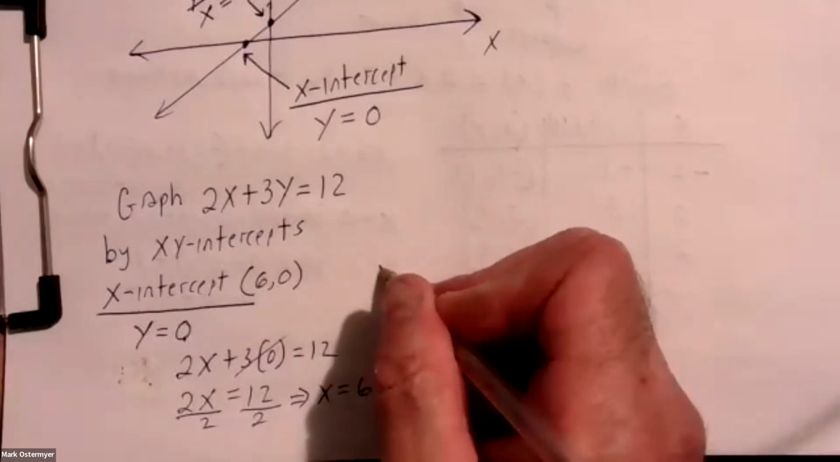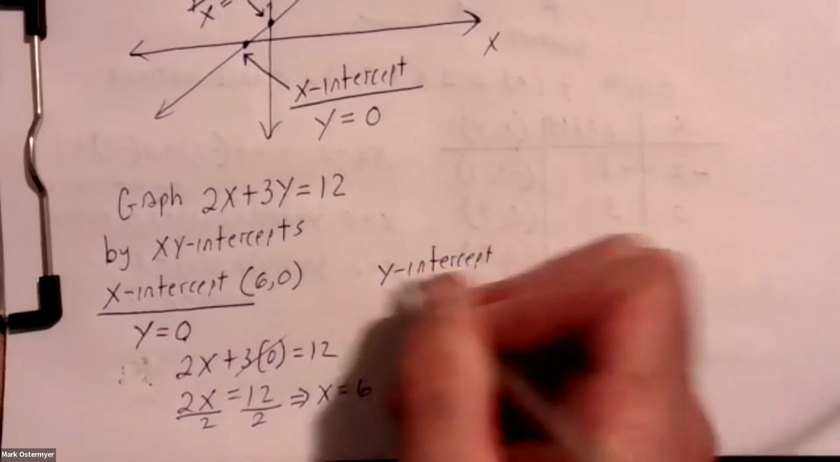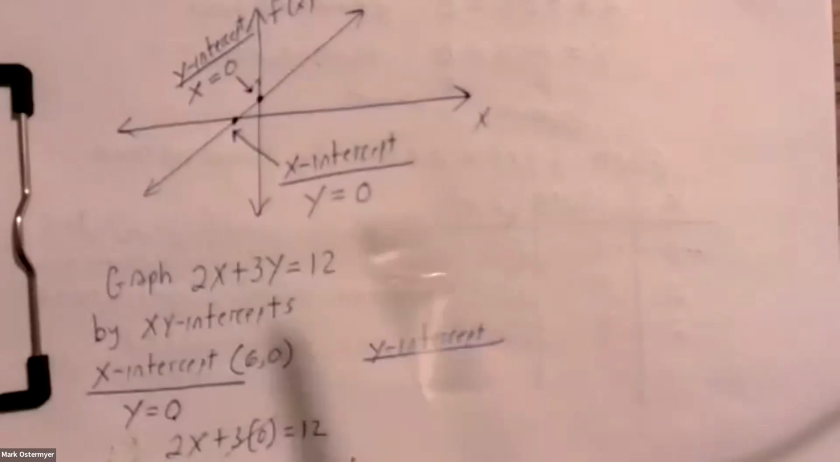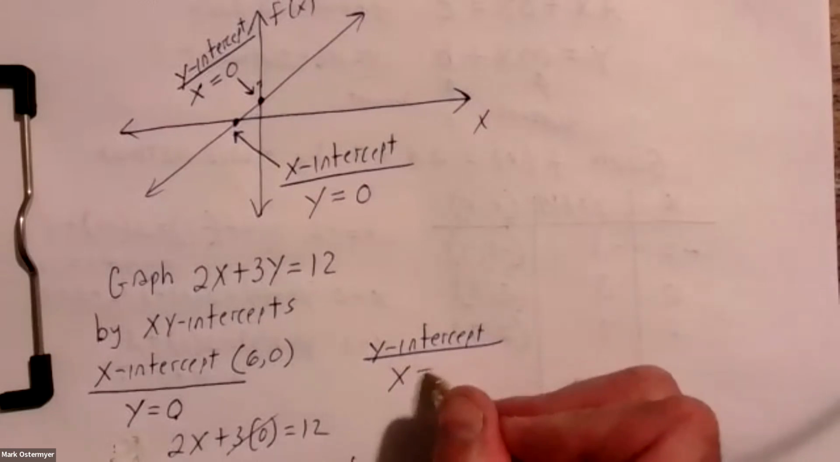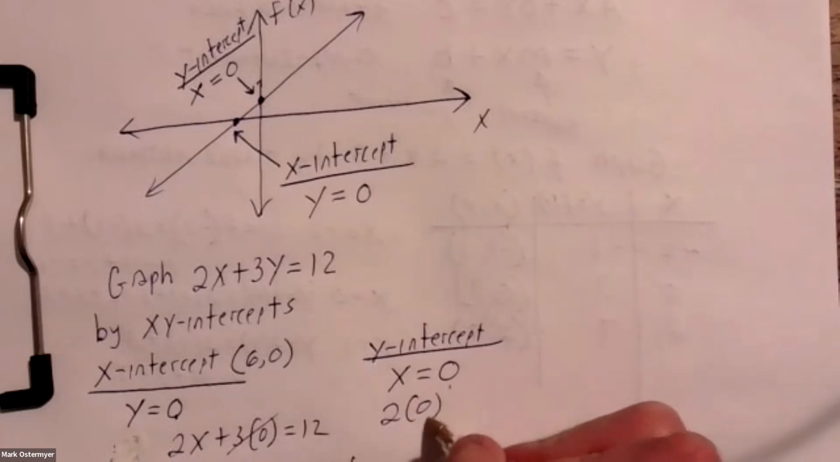Now we'll compute the y-intercept. And to find the y-intercept, what do I always set equal to 0? To find the y-intercept, we always set x equal to 0. So let's let x be 0, take 0, substitute it in for the x variable into the equation, and then we'll solve for y.